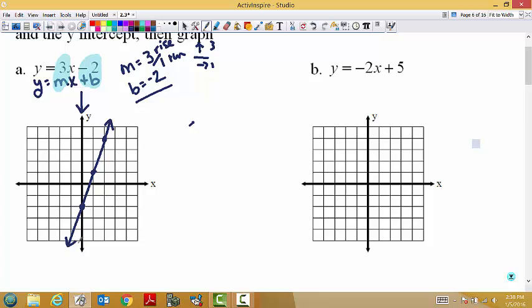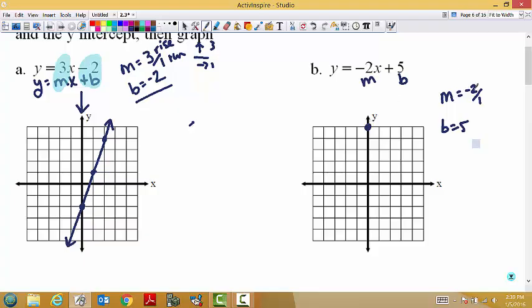Alright, y equals negative 2x plus 5. Sorry, my microphone keeps moving. Look, I keep hitting the cord, I apologize. M is negative 2, b is 5. So m is negative 2 over 1, b is 5. So I'm going to begin on my y-axis, never on your x-axis, at 5. 1, 2, 3, 4, 5.